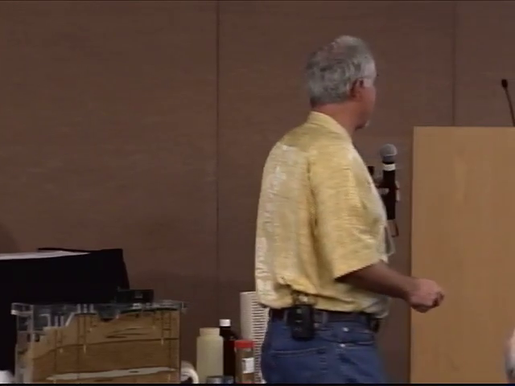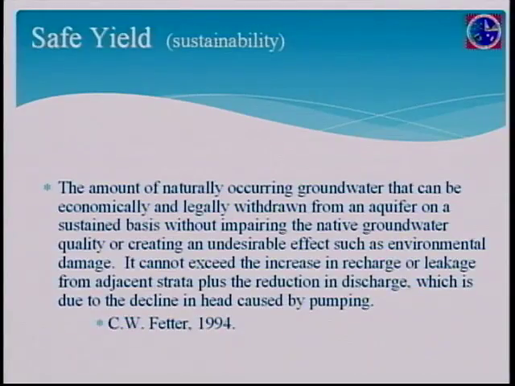Okay? So one of the things we have to look at is sustainable yield. Okay? And I apologize, I didn't use the quote out of your book, but I'd use Fetter instead. The amount of naturally occurring groundwater that can be economically and legally withdrawn from an aquifer on a sustained basis without impairing all the different things out there. Okay, so we want to be sustainable. We want to make sure we're pulling out and utilizing our resource in a manageable way. Obviously, with those negative numbers, Lucerne Valley was not.